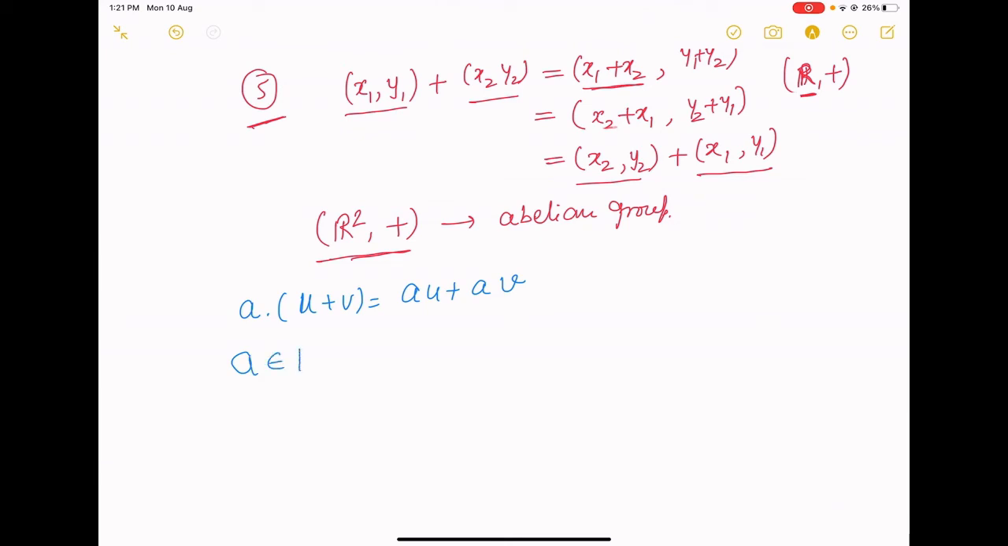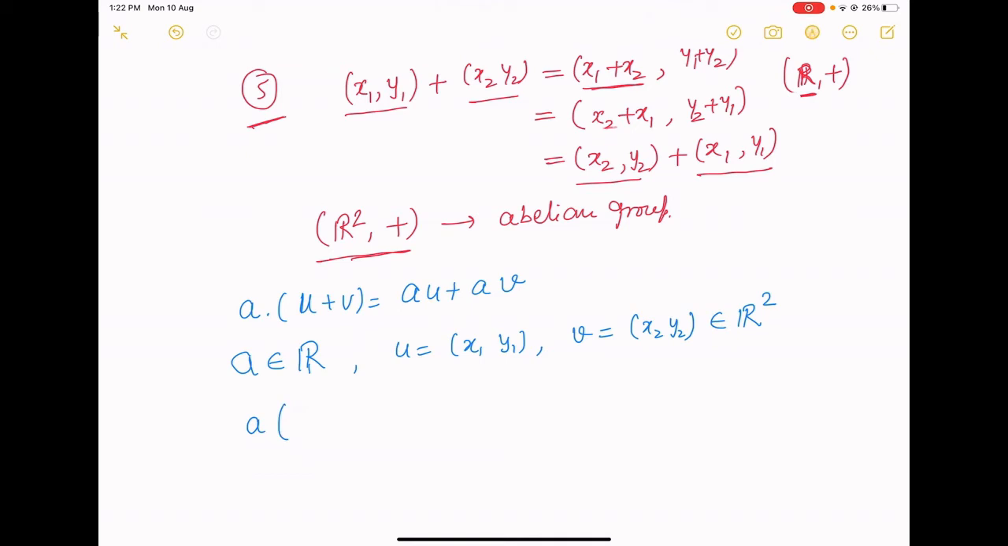a is an element of R, because R is a field of real numbers, and u is the element (x1, y1), and v is the element (x2, y2), belonging to R square. These two elements u and v belong to R square.